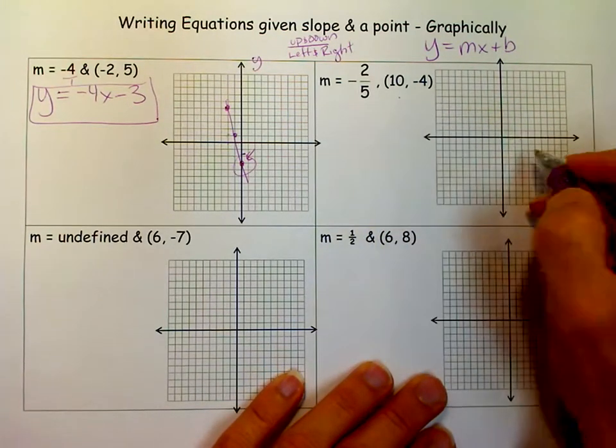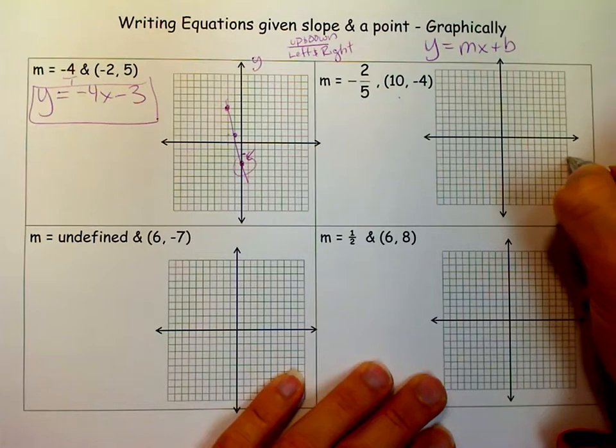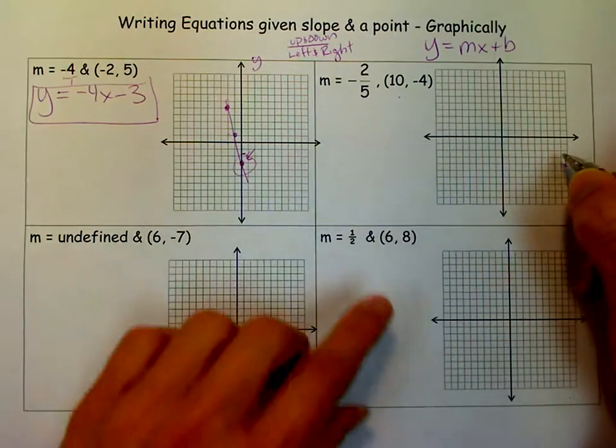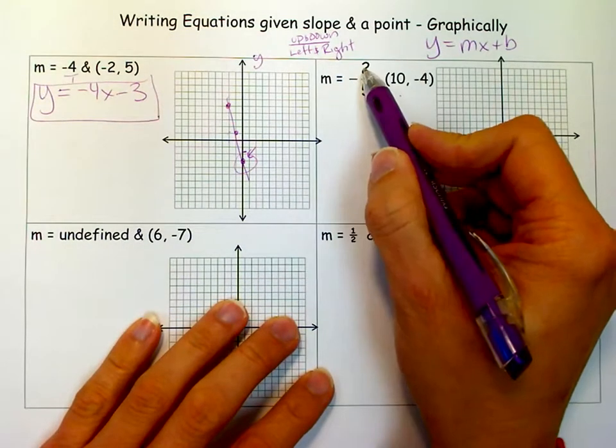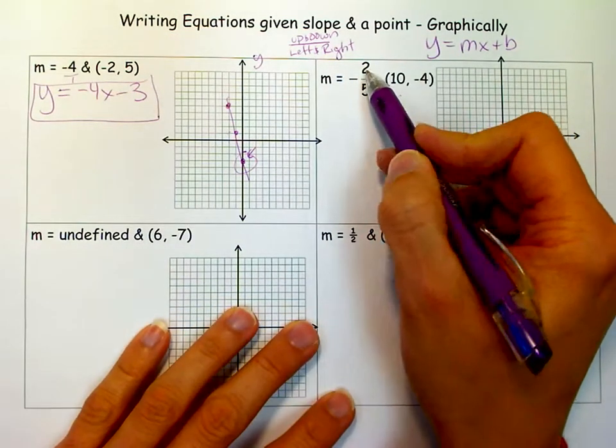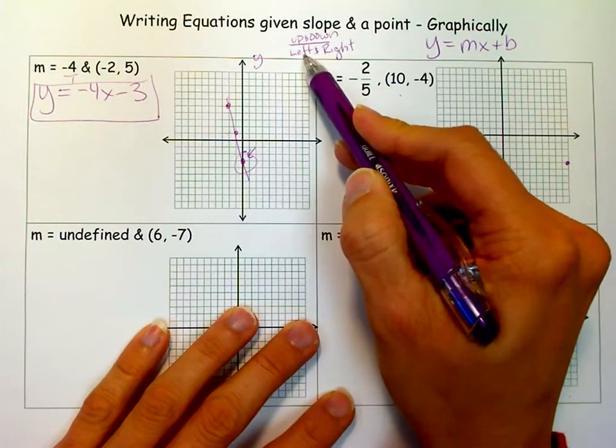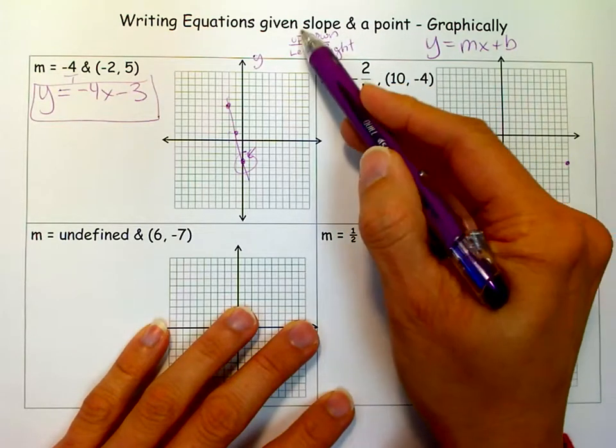We have 10, -4. So the first thing we do is graph a point, and then the next thing we do is use our slope. So it's -2 over 4, and remember, I can either put the negative in the top or the negative in the bottom. If I put it in the top, that means I go down. If I put it in the bottom, I go left. So I would either go down and right or up and left.